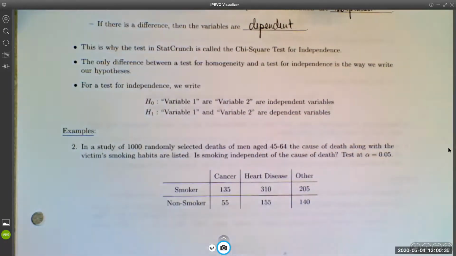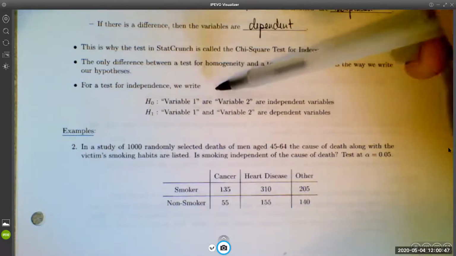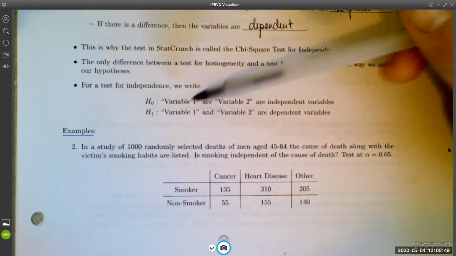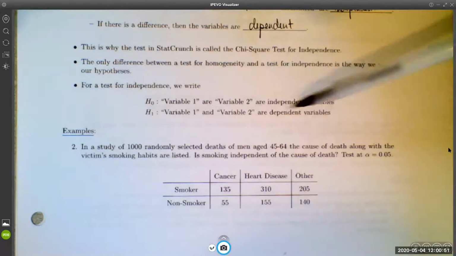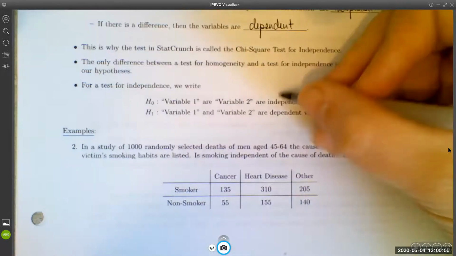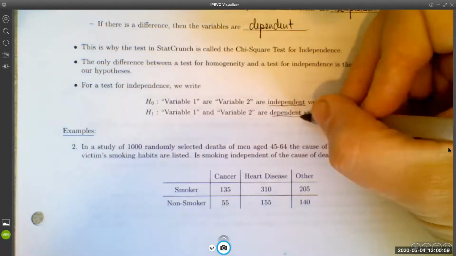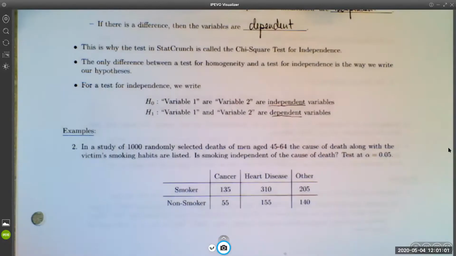So if we're running the test as a test for independence, then we're going to state the null and alternative hypotheses a little bit differently, even though it's really the same test that we're going to end up running. So if we want to state this as a test for independence, then we're going to say variable 1 and variable 2 are independent, and the alternative is going to be variable 1 and variable 2 are dependent. And it's always that way. The null hypothesis is always independence. The alternative is always dependence. Okay, always, always, always. Don't get those mixed up.